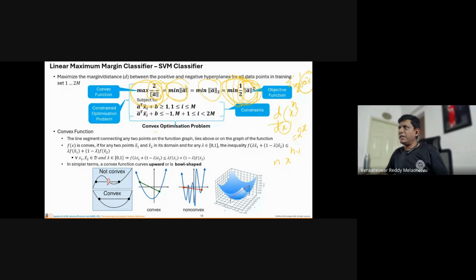And it does not change any hypothesis as well, right? Because you are trying to minimize, whether you minimize x or x by 2, you are still minimizing x or A, right? So the SVM classifier is nothing but, right? Let's erase the whole thing.